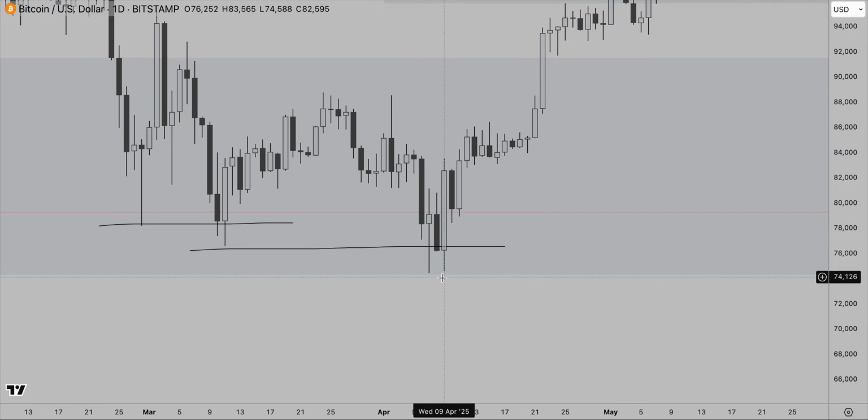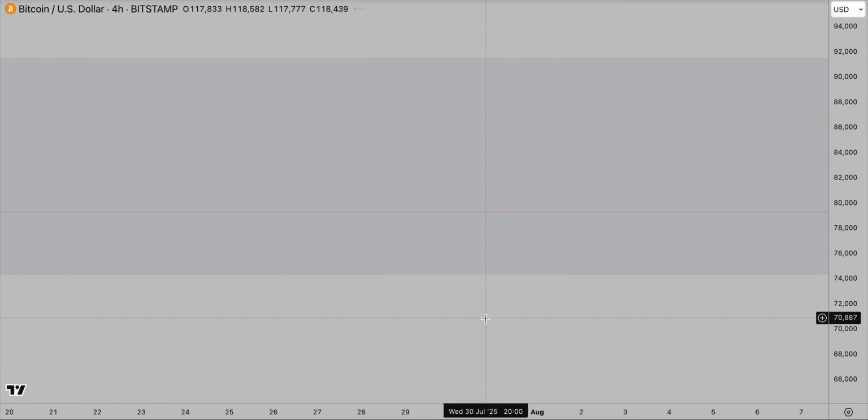A clear sweep of liquidity down here. Price came in, swept the liquidity, huge move up, and this is what we want to look for. This is our validation. This is where we think to ourselves, okay, cool, there's a possible entry that we can see now. Let's go into the 4-hour and see what we can find.